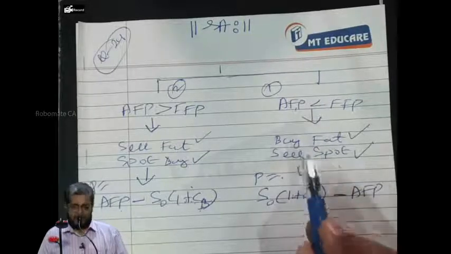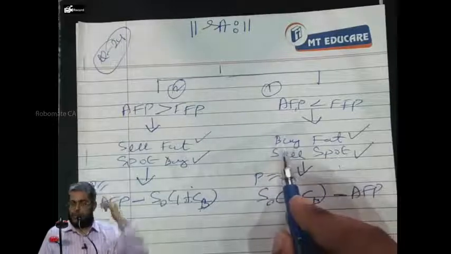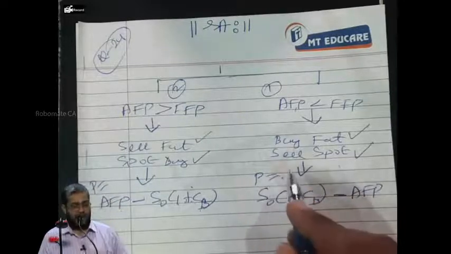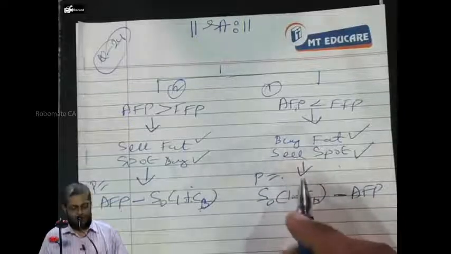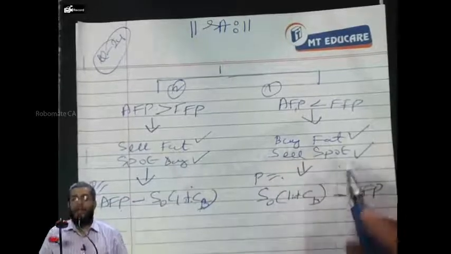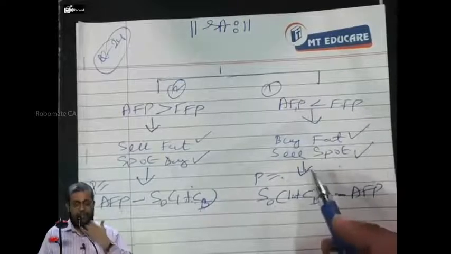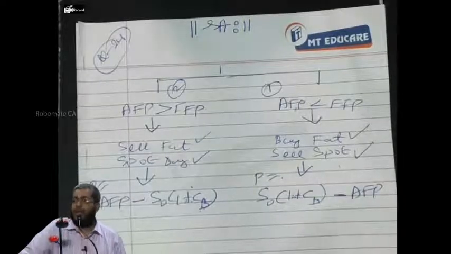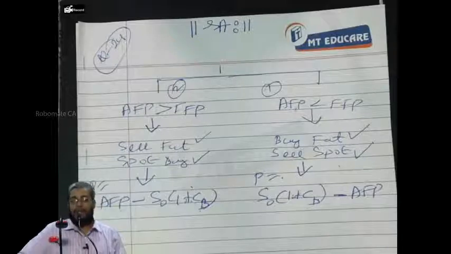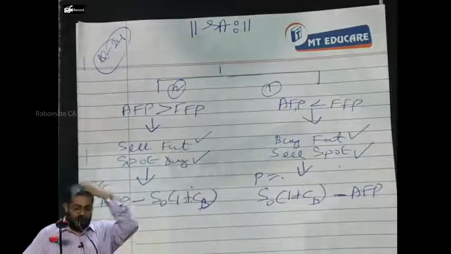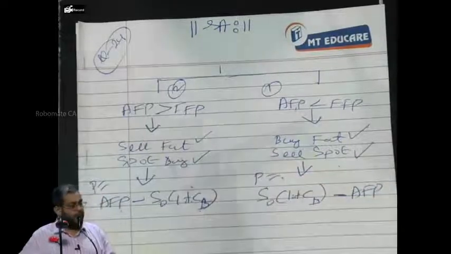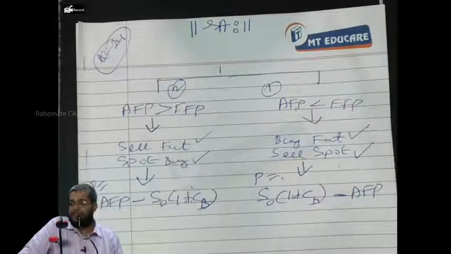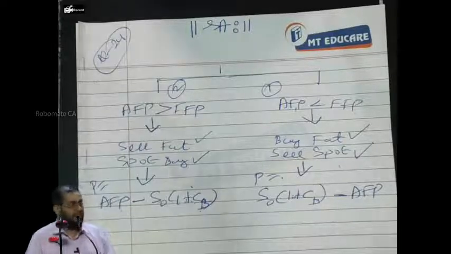Below which we can earn arbitrage profit through short sell and buy futures, understanding, writing or not? And above which also we can make arbitrage profit by what? By spot buy and futures sell.